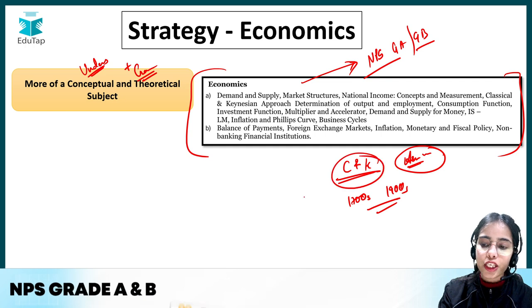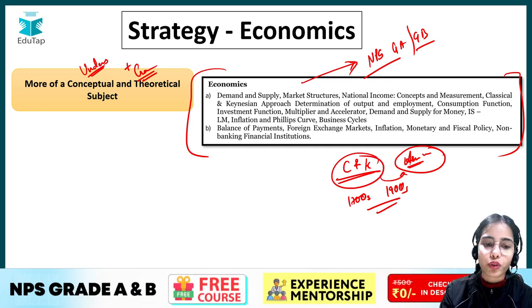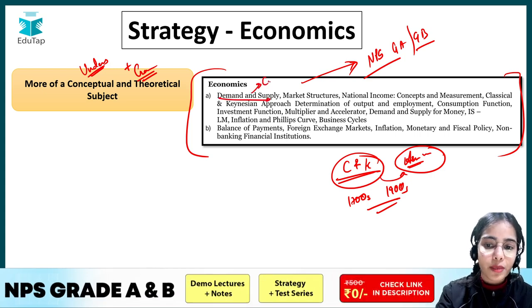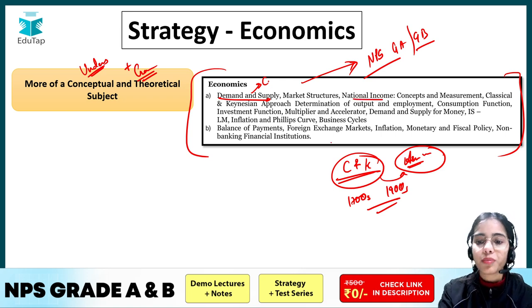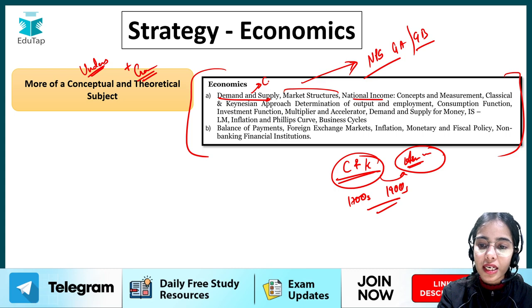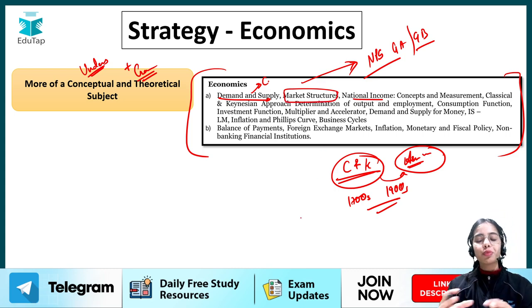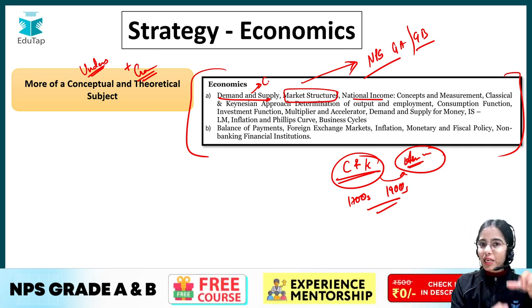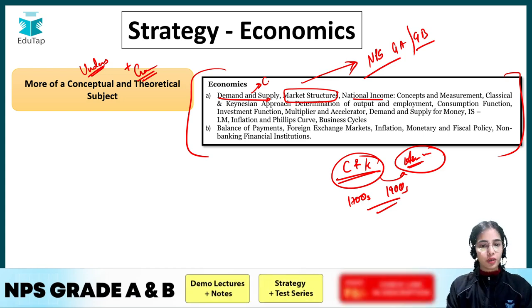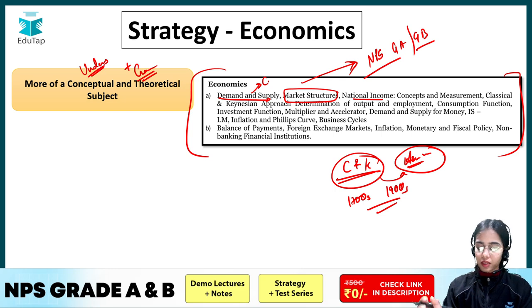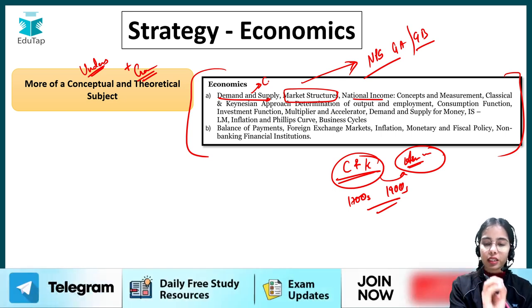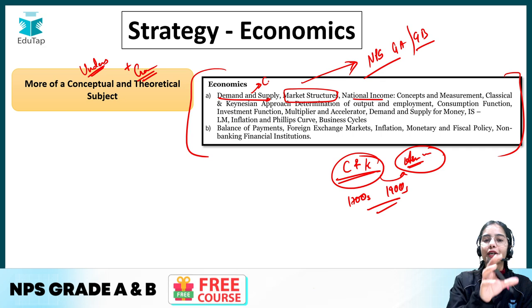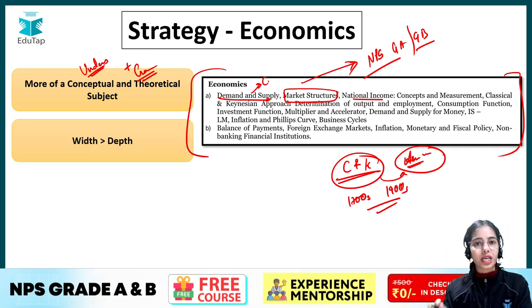So in the classical and Keynesian theory, there are assumptions that you have to cram. There is theoretical knowledge that you have to gain. But in demand and supply, concept clarity is required. In national income, concept clarity is required. In market structure, you have to cram the features. So remember that economics is a mixture of conceptual clarity and theoretical knowledge. In some areas, you will have to cram the things. Do not forget about that. Now, I hope this is clear that economics is both a conceptual and theoretical subject, and it has to be approached with the sense that you have to understand some things while you have to cram the other things.